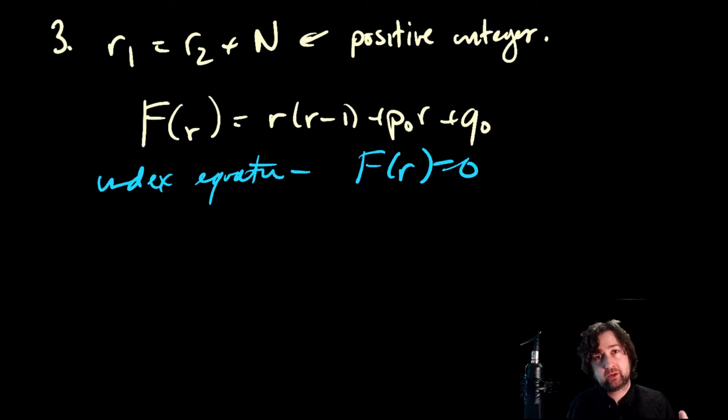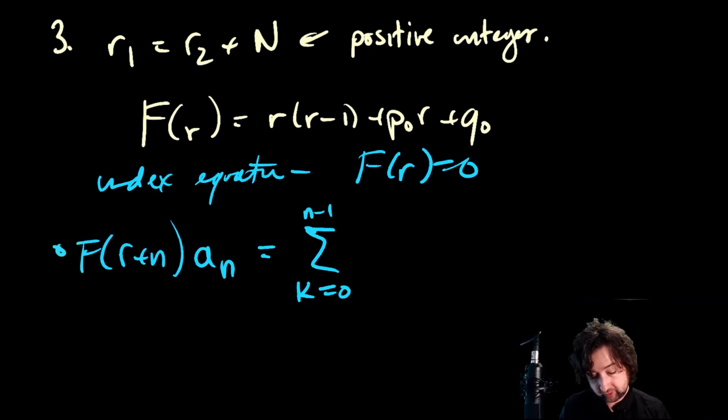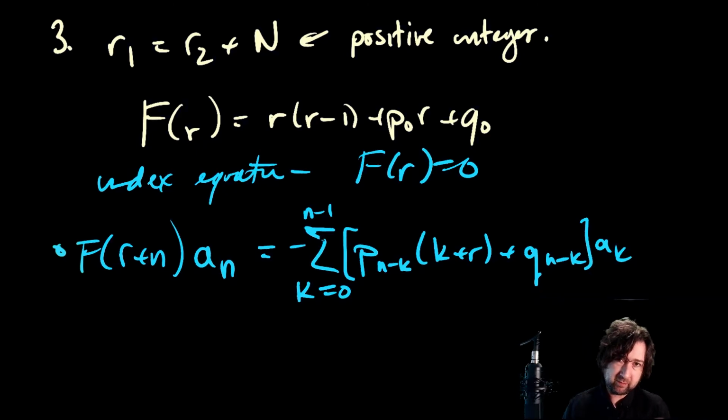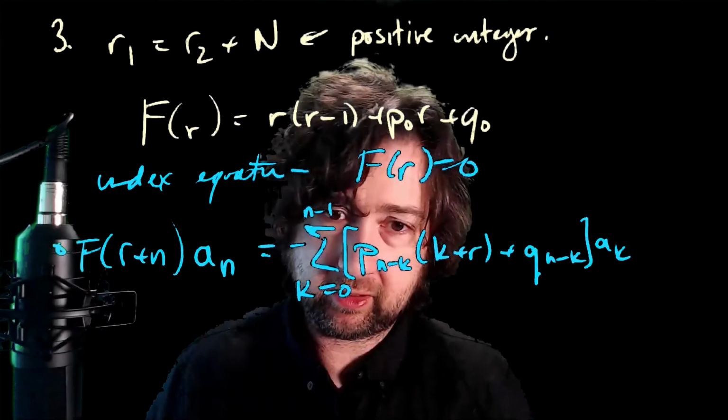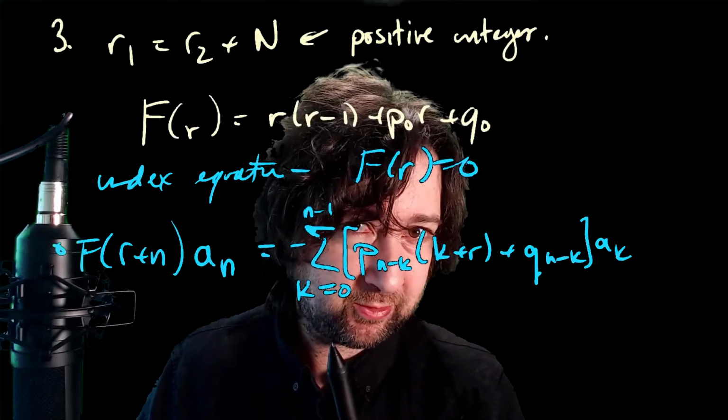So if you're in the situation where you're starting with the general differential equation for a regular singular point at 0, the recursion always has this form. F of r plus n, a n, is equal to the sum from k equals 0 to n minus 1 of p n minus k, k plus r, plus q n minus k, a k. So this looks like kind of a bear to work with because there's this internal sum, right? I have this sum living right here. And that sum is a sum from k equals 0 to n minus 1.